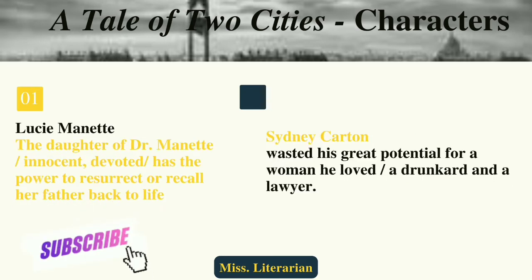Lucie Manette is the daughter of Dr. Manette. She has a quality of innocence and abiding love for her father. She believes that she has the power to resurrect or to recall her father back to life. Sidney Carton, during his youth, lost the woman that he loved. At present, he is a drunkard and a lawyer who takes no credit for his work.